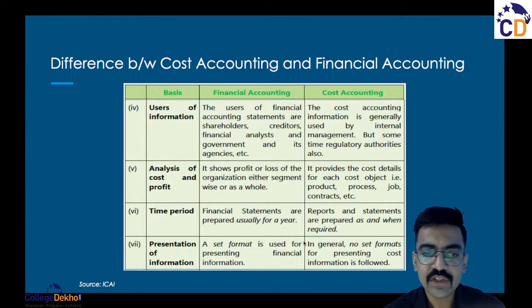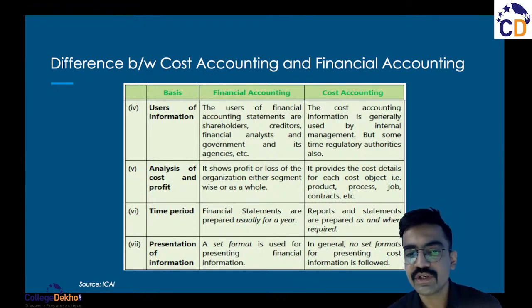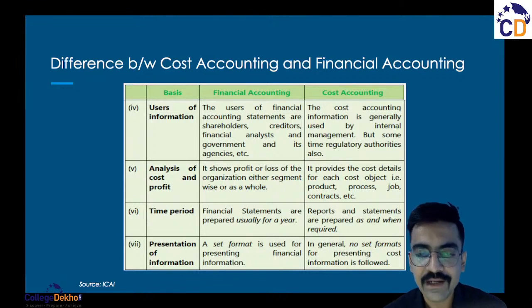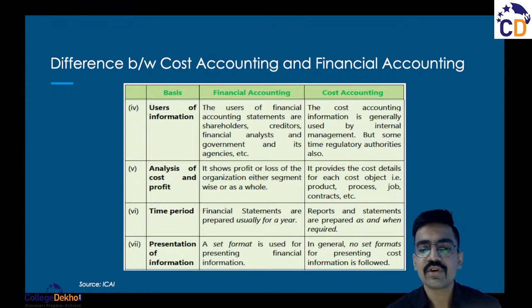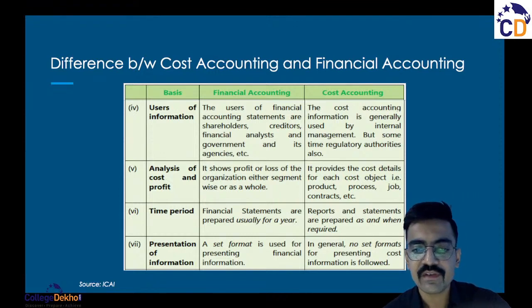Right? And in the presentation of information, a set format is used for presenting financial information. All right, this set format, these disclosure requirements, these reporting requirements, all of these are issued as a standard by the Companies Act, or either by the RBI, or either by the SEBI. So these disclosure requirements or recognition requirements, all of these are the same. All of these are common for all the companies that exist in a particular economy and who are registered under the same act, such as the Companies Act of 2013 or 1956.